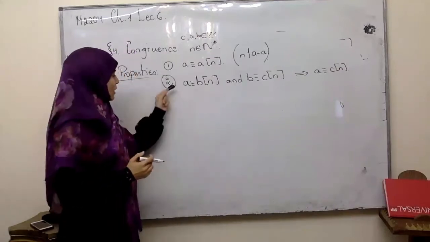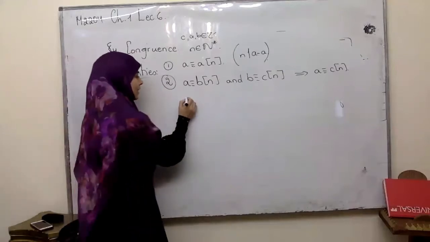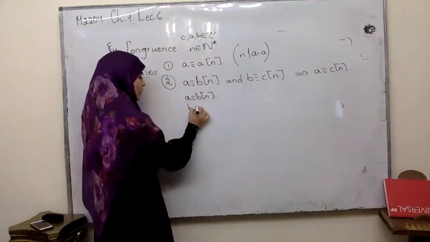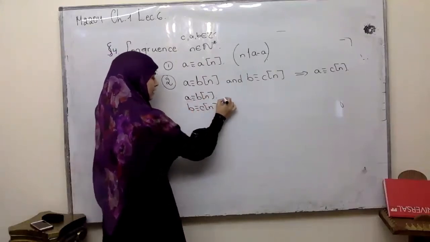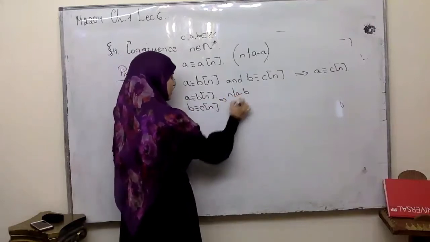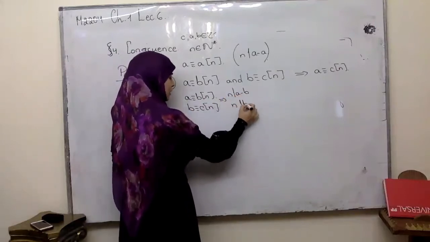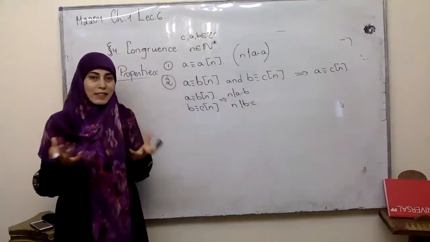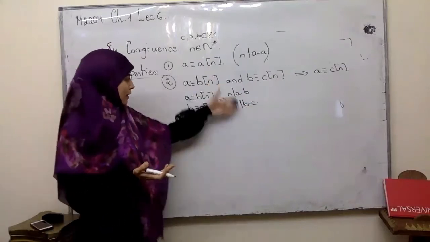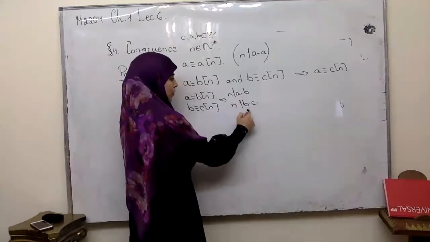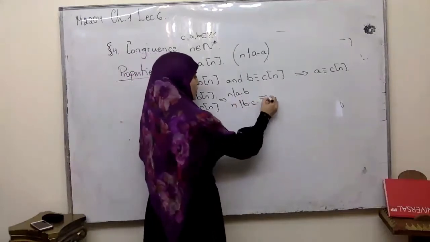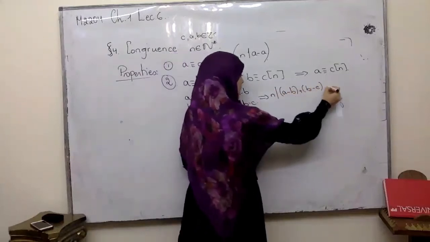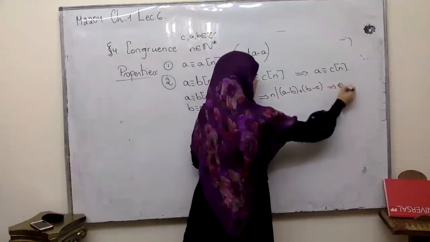Okay? So كيف بدي أثبتها؟ عندي given A congruent to B modulo N, B congruent to C modulo N, then N divides A minus B and N divides B minus C. كيف بدي أوصل إنه A congruent to C modulo N؟ It's enough to prove that N divides A minus C. بما إنه N بتقسم had two integers يعني بتقسم مجموعهم. So N divides (A minus B) plus (B minus C), and so A is congruent to C modulo N.